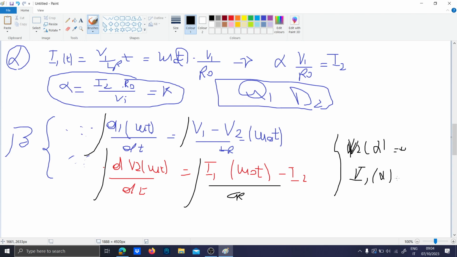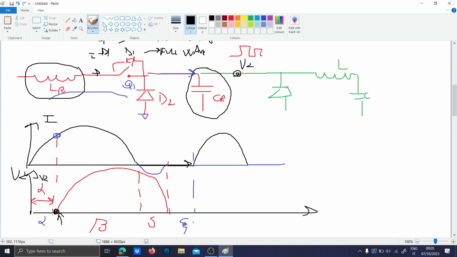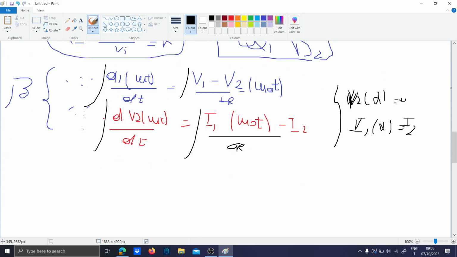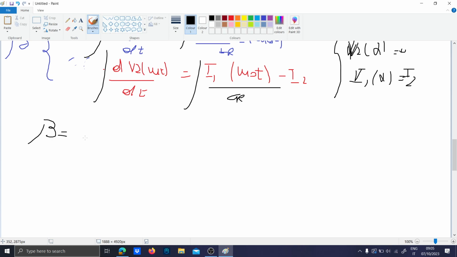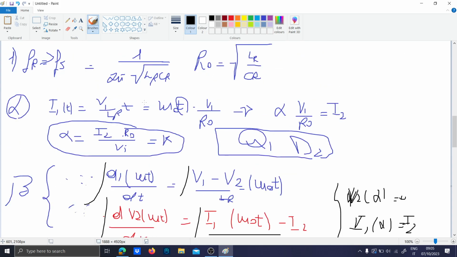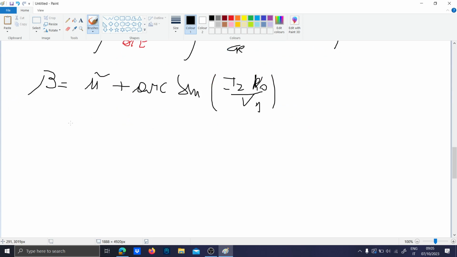I1 of alpha is equal to I2, because of course I1 is now equal to I2 at this point of alpha. This is I2, by the way, and this is I1. If you solve this, you will obtain that beta is equal to pi plus arc sine of I2 R0 over V1, which, as I told you, is exactly the same term here. So you have the arc sine of k plus pi.